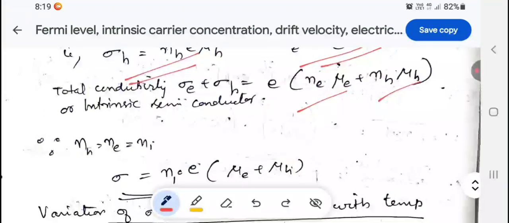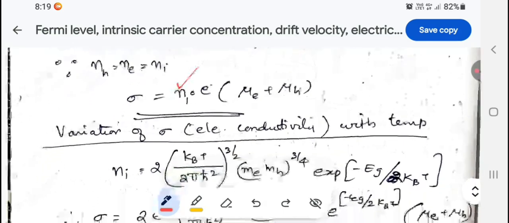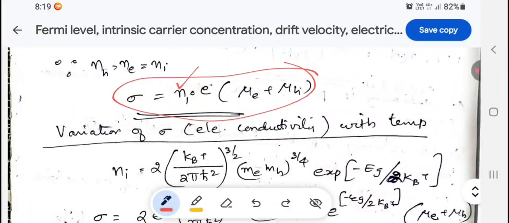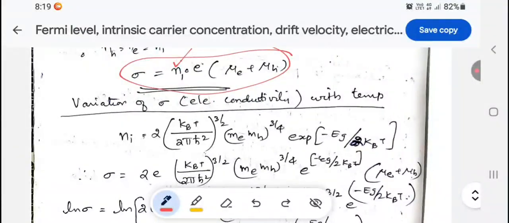We know Nh and Ne are the same. Since these two are the same, we can take it outside as Ni. So the total electrical conductivity of an intrinsic semiconductor is sigma equal to Ni into e into mu E plus mu H. So this will be the electrical conductivity of an intrinsic semiconductor. And by substituting this Ni, the total carrier concentration for an intrinsic semiconductor, we can get the variation of electrical conductivity with temperature. This Ni consists of the term for temperature.